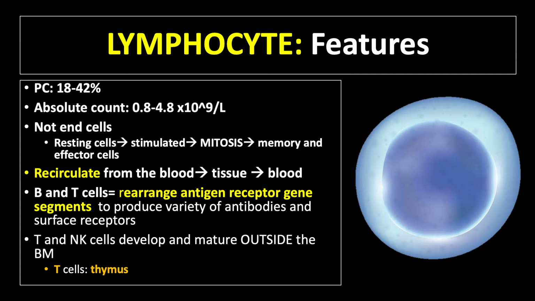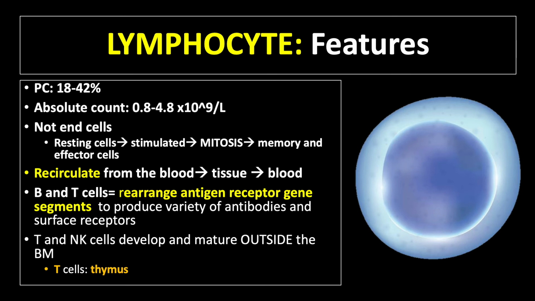So we have rearrangement of antigen receptor genes seen in the B and T cells. What's the purpose of this? This is to produce variety of antibodies and surface receptors. Diba, the function of lymphocyte is very important because they are for the immune response. So meron silang mga memory na para second time around na i-attack tayo ng certain microorganism, mas mabilis yung ating response with regards to it.